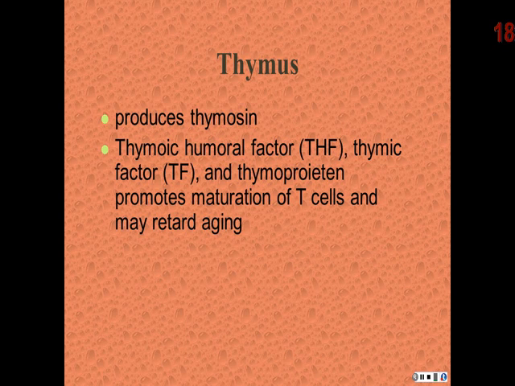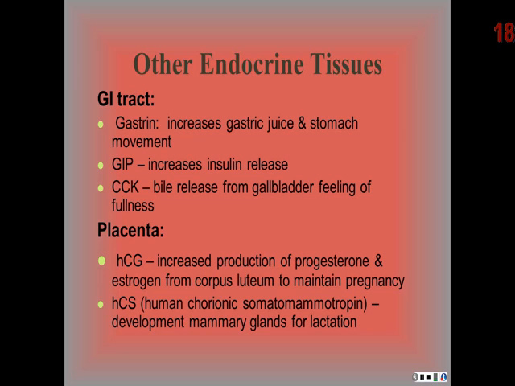The thymus contains endocrine tissues that produce thymosin. Thymic humoral factor, thymic factor, and thymopoietin promote the maturation of T cells and may retard aging. Other gastrointestinal tissues are going to have some endocrine tissues in them as well. Gastrin increases the gastric juice produced and increases stomach movement.